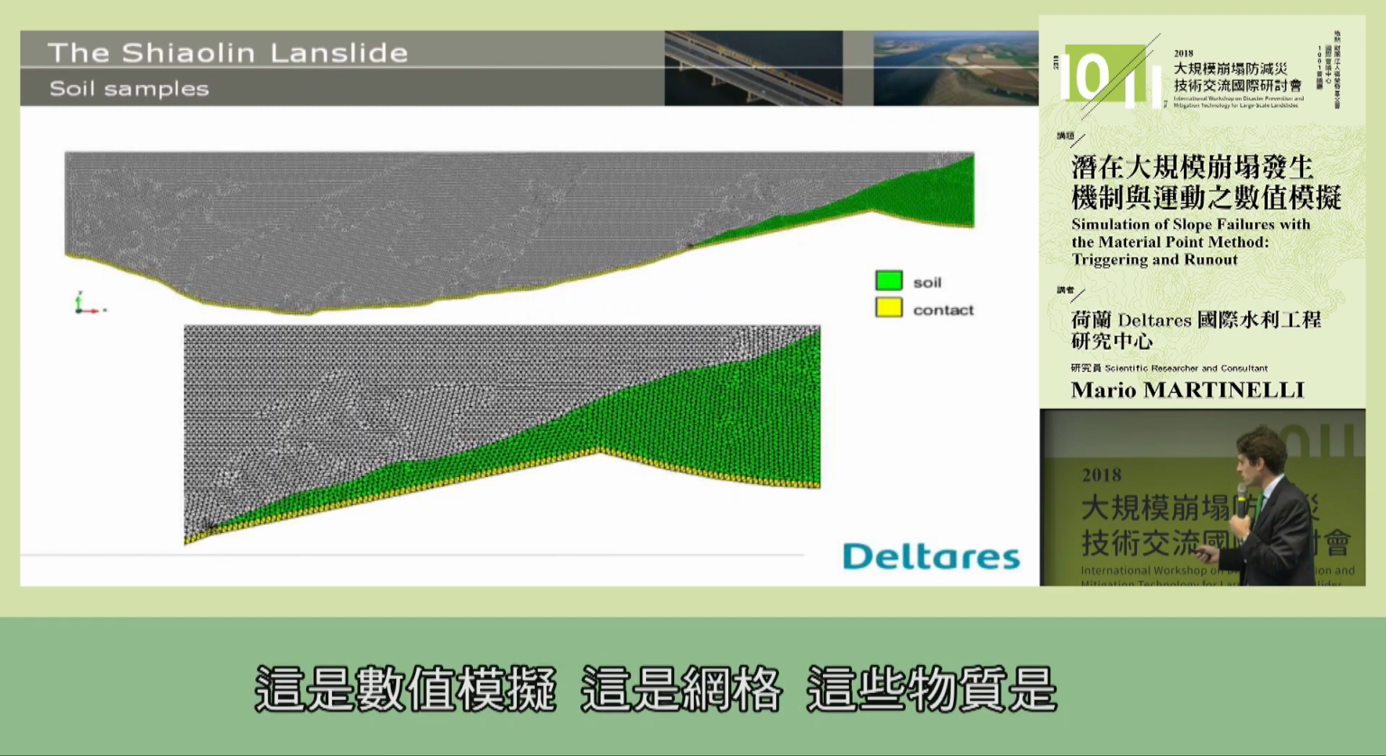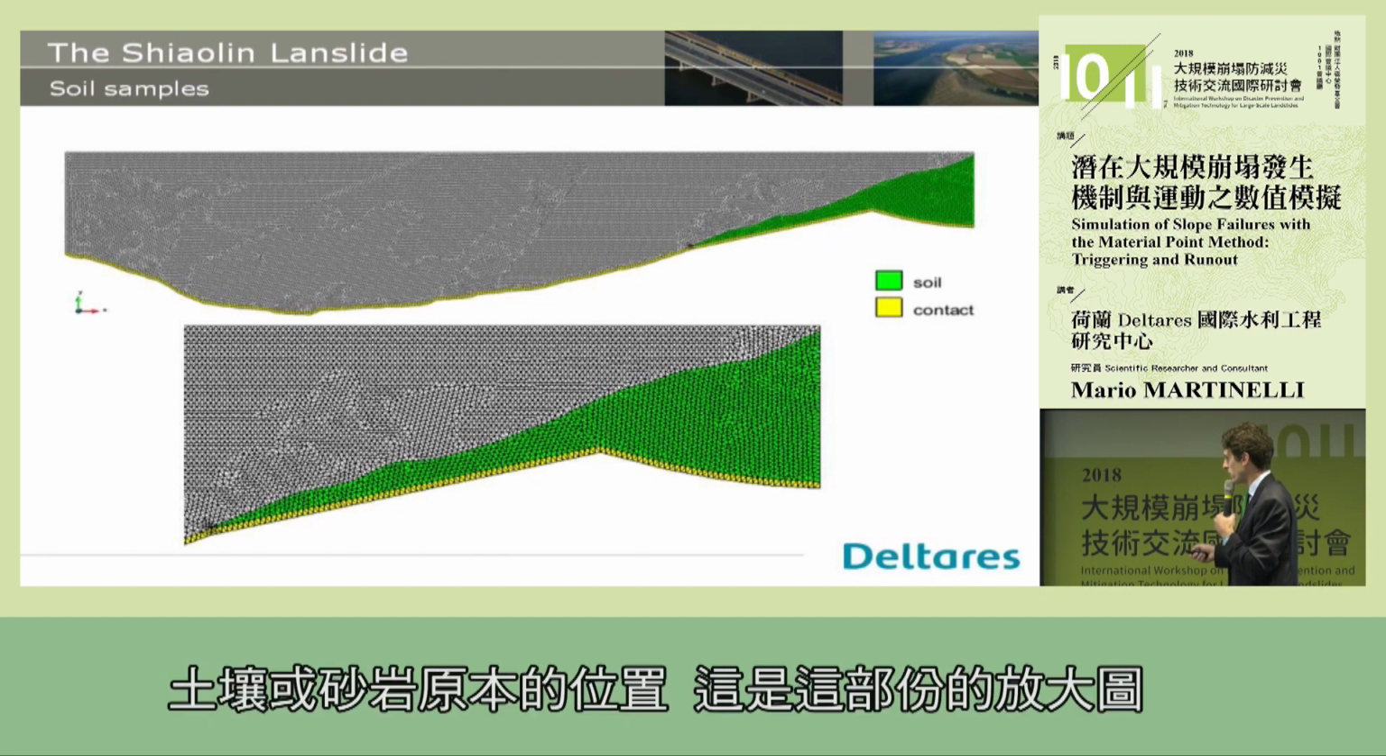And this is, for example, the numerical model. This is the mesh. You see, this is the material where the initial soil, or sandstone, is located, and then you see this is a close-up view of this part.